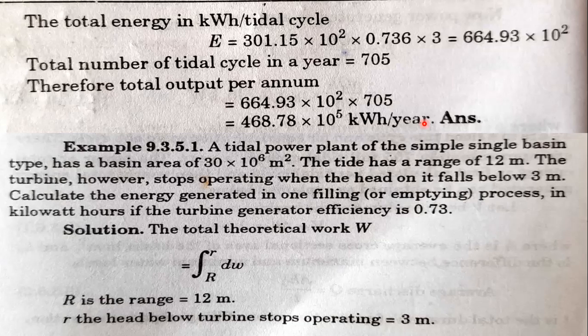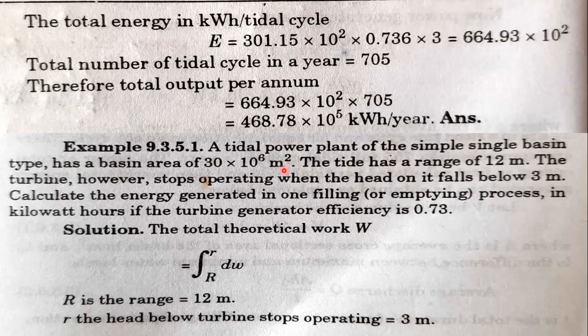Okay, next, second problem. A tidal power plant of a simple single basin type has a basin area of A equal to 30 into 10 power 6 meter square. Directly it is given in meter square, so no need to convert. Square kilometers or 10 power 6 meter square, both are the same. If the area is given in square kilometers, we have to convert it into this form only.